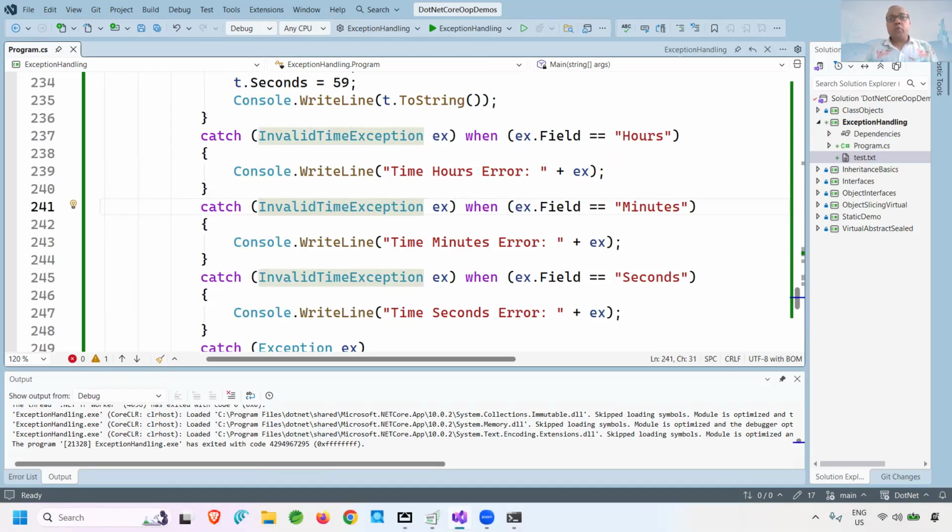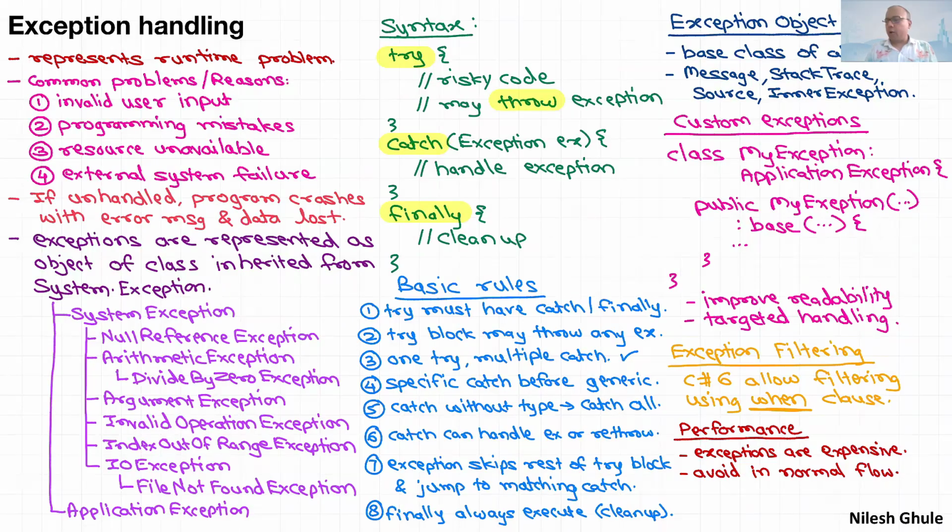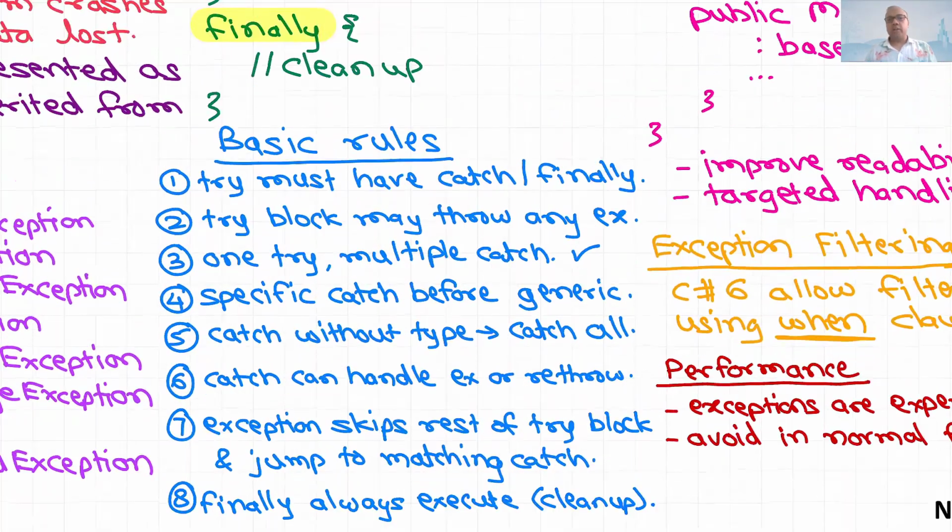Let us take a quick look at the basic exception handling rules. I have listed these rules over here. The first rule, the try must have catch or finally. You cannot write the try block standalone. The next, the try block may throw exception of any type. In our first code, it might throw the format exception, or it could throw divide by zero exception.